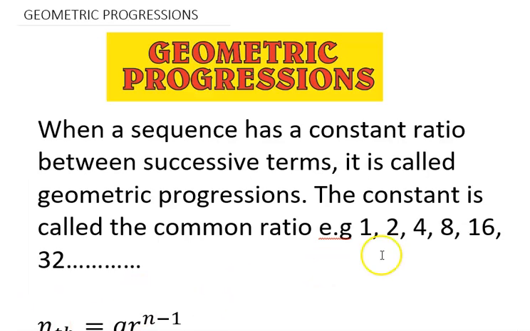For example, we have 1, 2, 4, 8, 16, 32. What is between them is multiplication. 1 times 2 will give us 2. 2 times 2 will give you 4. 4 times 2 will give you 8. 8 times 2 will give you 16. 16 times 2 will give you 32. Common ratio. Unlike for AP, we have common difference.